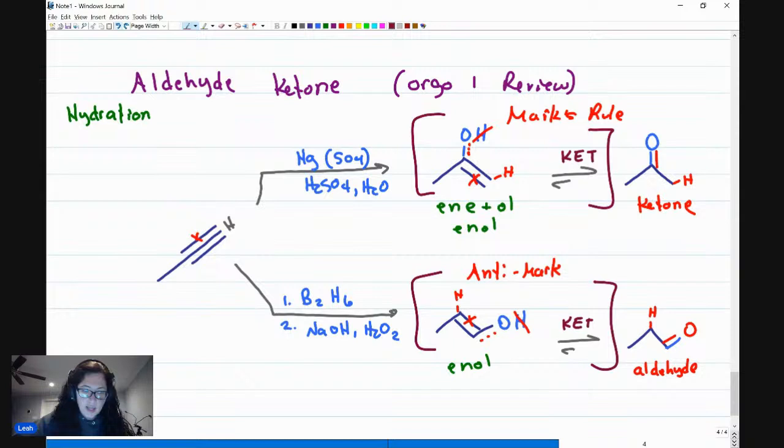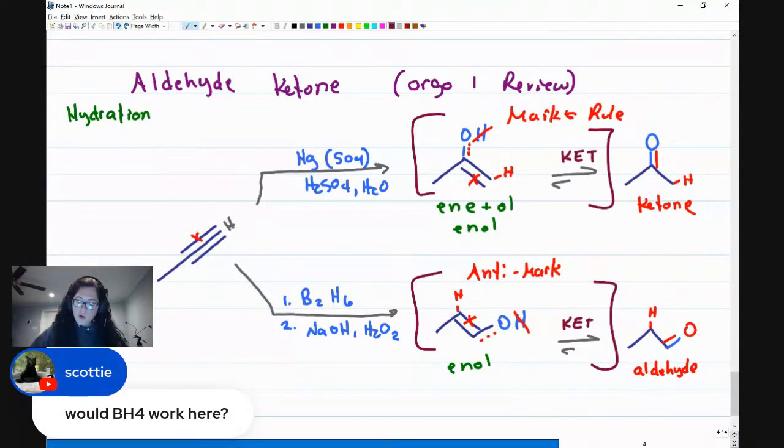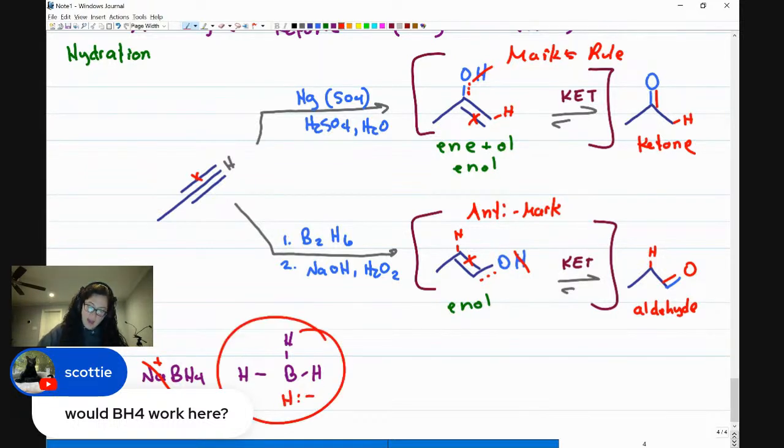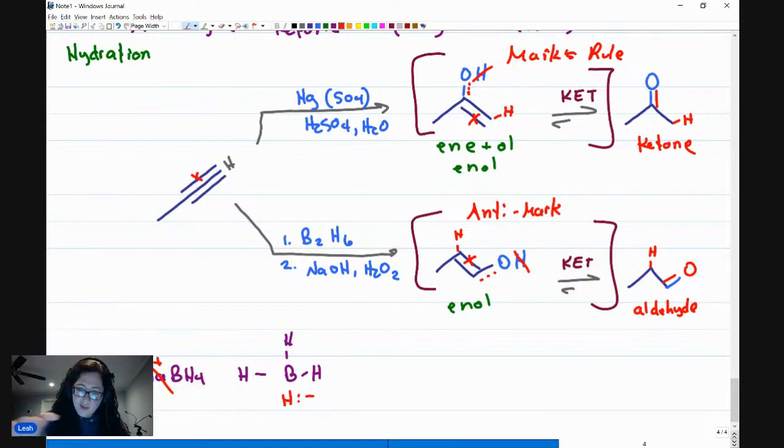If you're with me so far, let me know, and let me know if you have any questions. Would BH4 work here? That is a very good question. So you are referring to something like NaBH4, and the answer is no. What makes the NaBH4 so reactive that we're about to look at is the fact that it's technically a BH3, just like what we have here, but then that H4 is really just a hydride, and this entire thing together is BH4 minus. We're going to look at that shortly. So I love that you brought it up because that's a good lead-in.